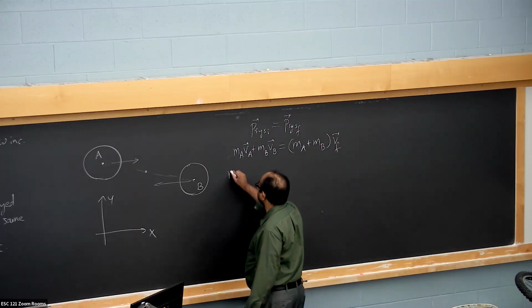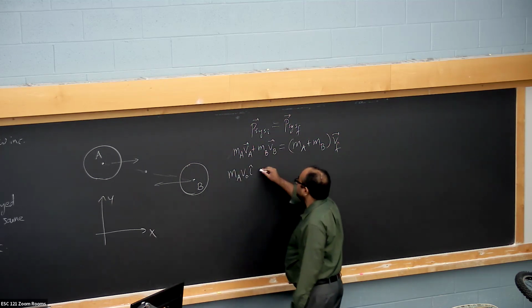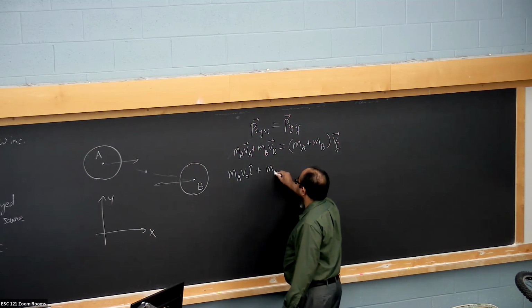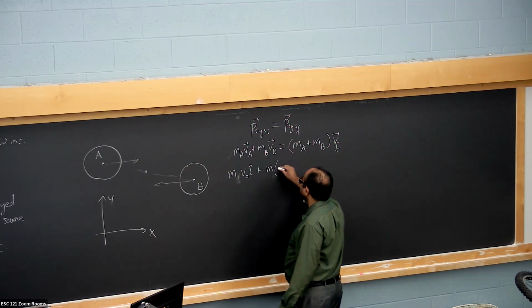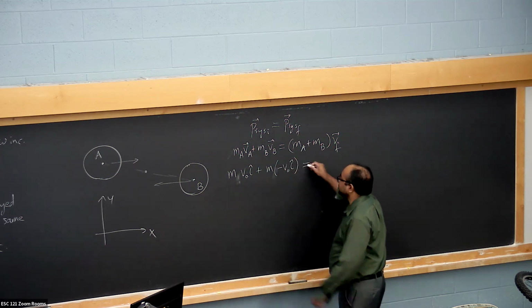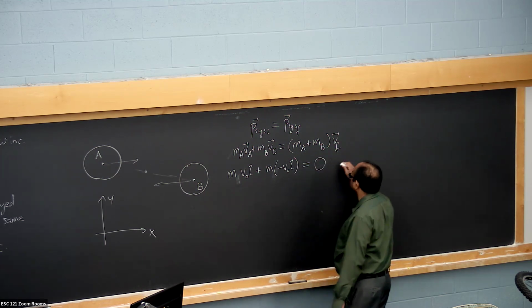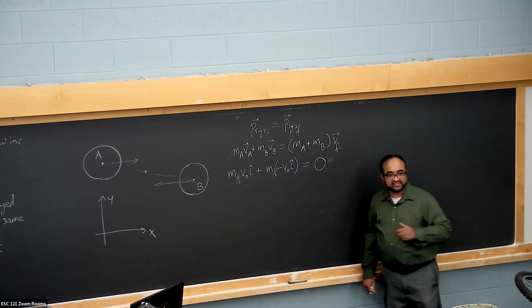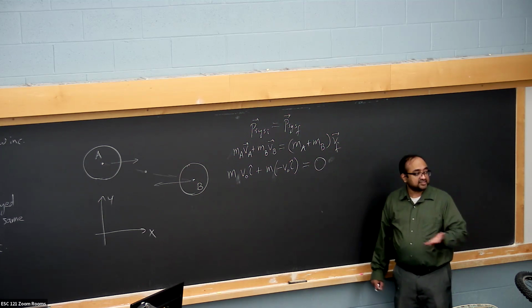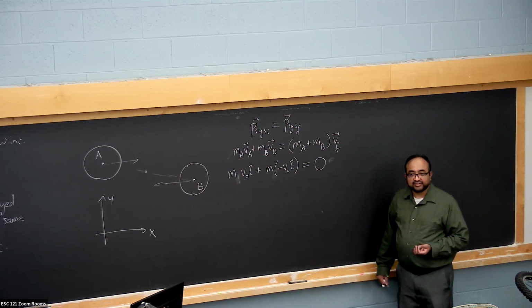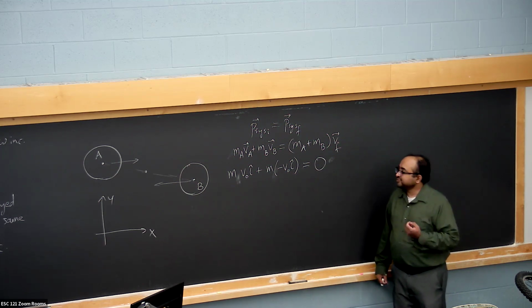I would say that V_A here is just V naught i hat, with M_A just M and M_B just M. V_B here is minus V naught i hat. And so that just gives me 0. So that tells me that V final is 0. And indeed, the center of mass is not moving after they collide. So where does the spinning come from?